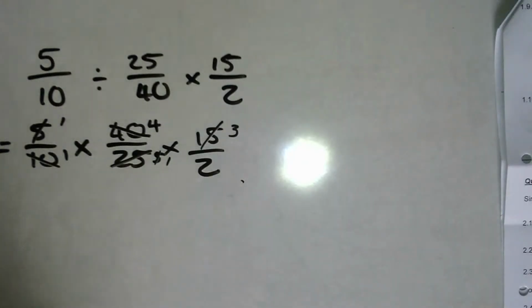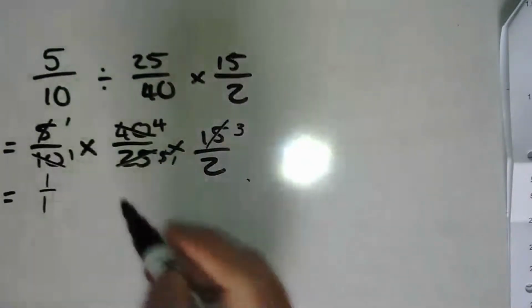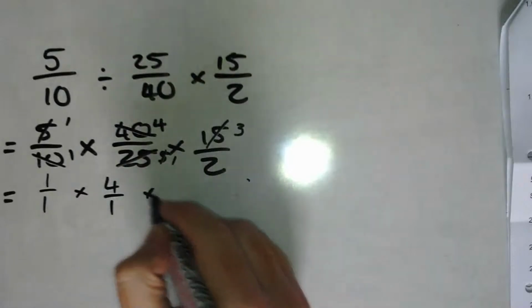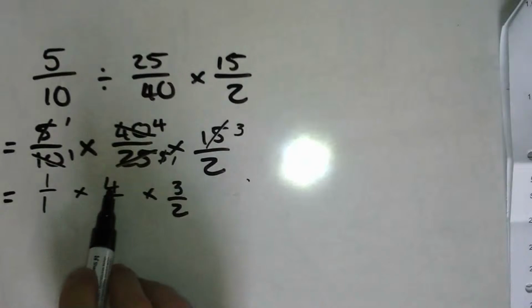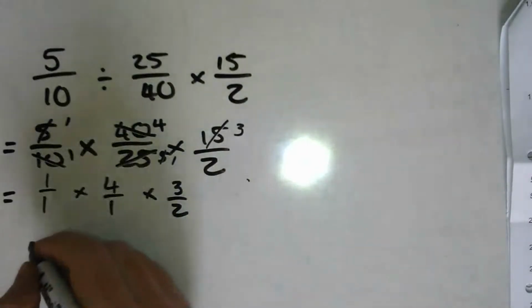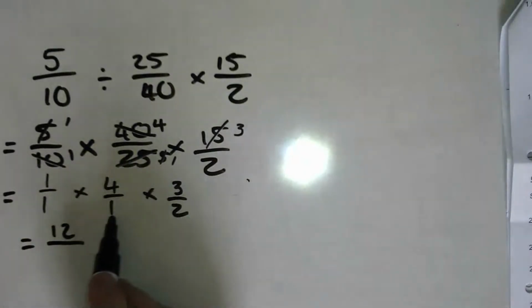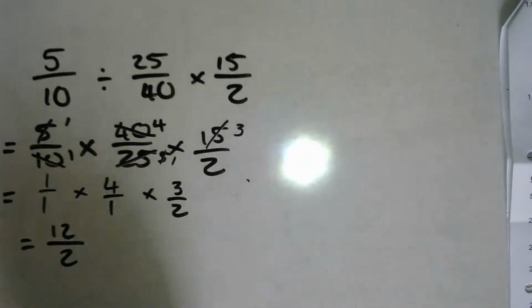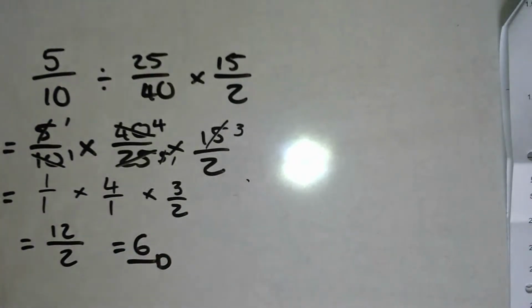Okay, so now we are sitting with the following. You'll have 1 over 1, which is the first one. You'll have 4 over 1, which is the second fraction. And then you'll have 3 over 2. So 1 times 4 is 4, 4 times 3 leaves me with an answer of 12. 1 times 1 is 1, times 2 gives me 2. 2 is divided into 12 6 times. So your final answer is 6 in this case.